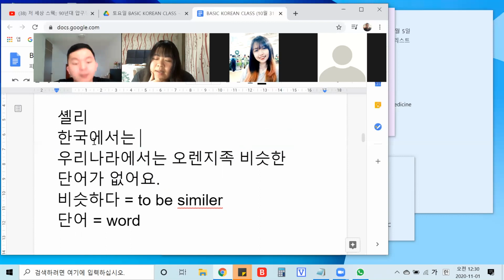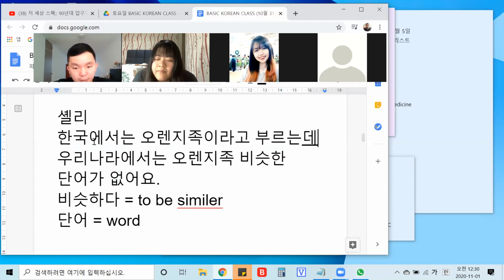한국에서는 오렌지족이라고 부르는데 우리나라에서는 오렌지족 비슷한 단어가 없어요. Very good, very good. 오렌지족 비슷한 단어가 없어요. Yeah, exactly. 부르는데. Exactly. Well done. Nothing to fix. Well done, Shelly.